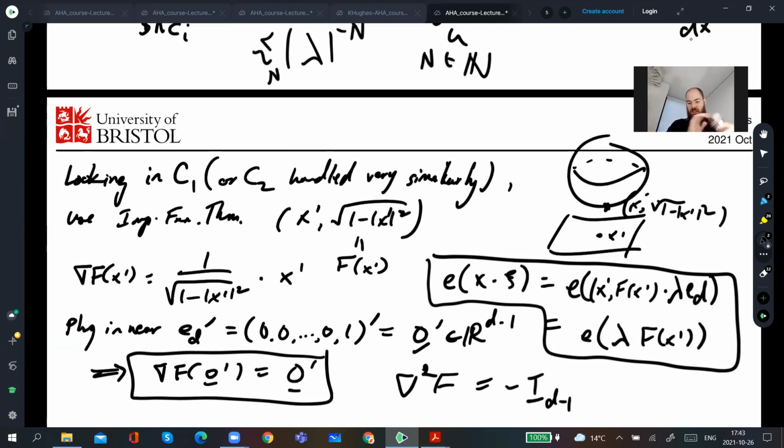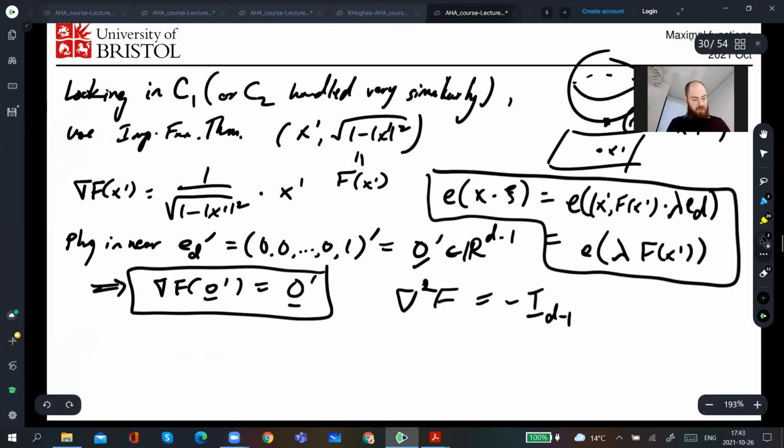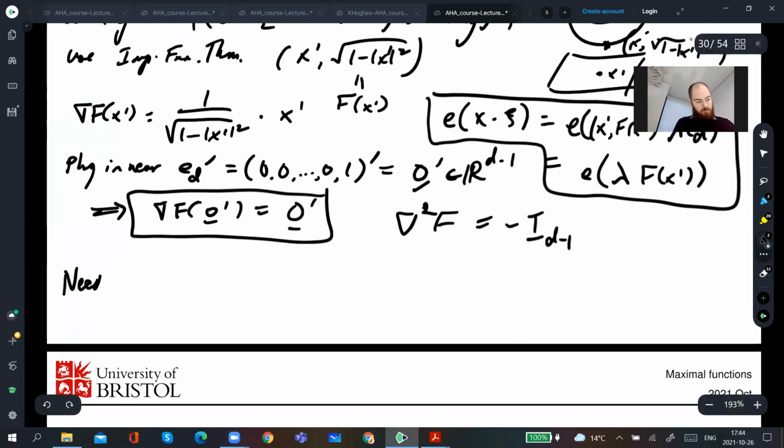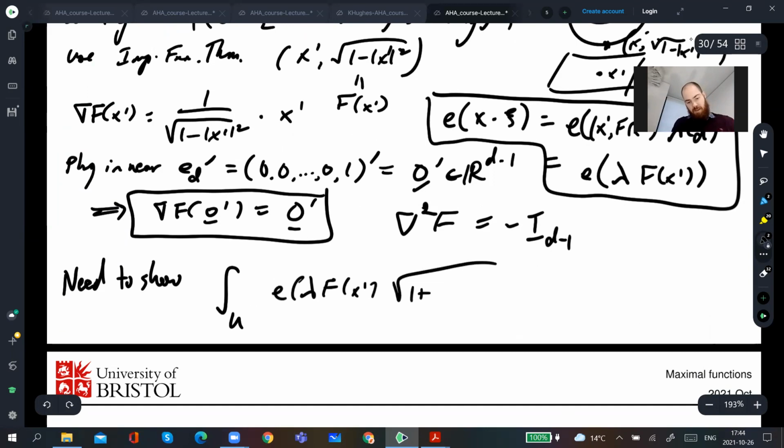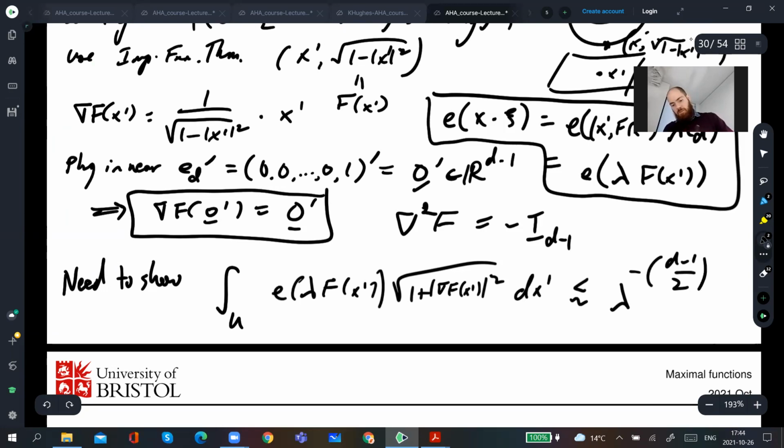And now all we need to do is show that the integral over e of lambda f of x prime times 1 plus gradient f decays like lambda to the minus (d minus 1) over 2 as lambda goes to infinity.